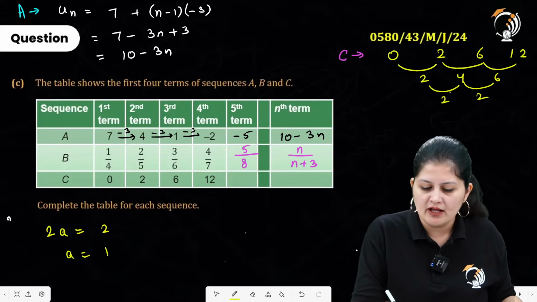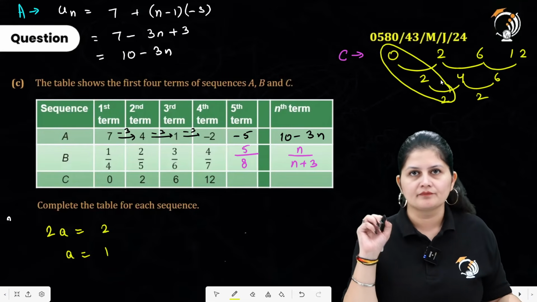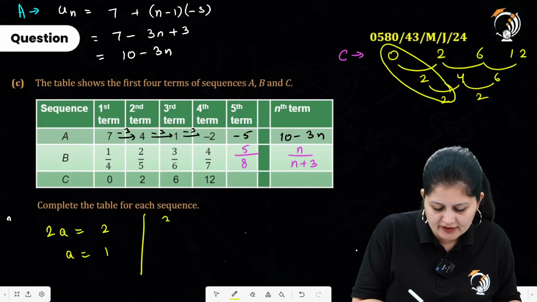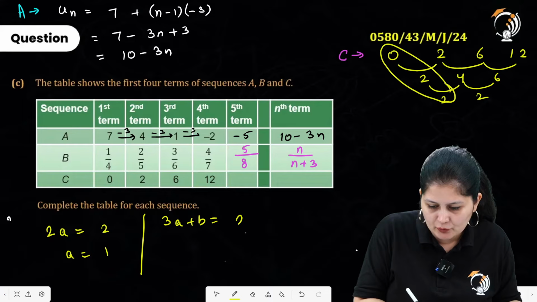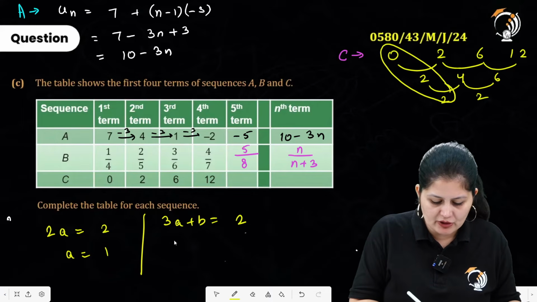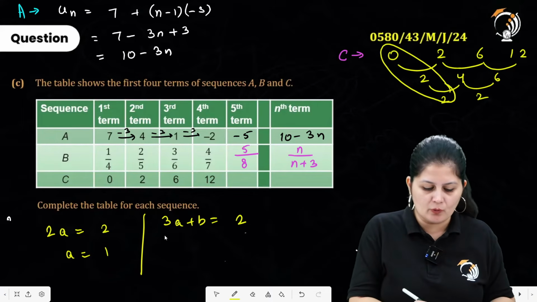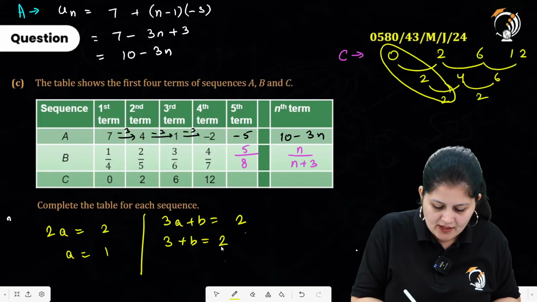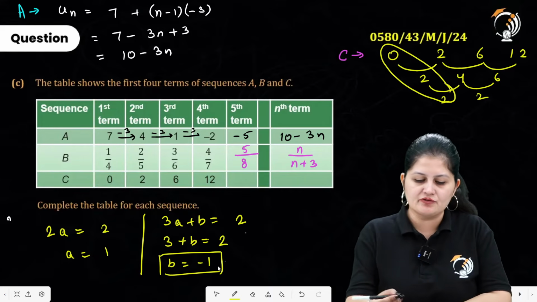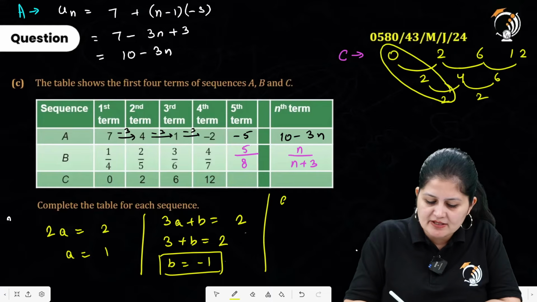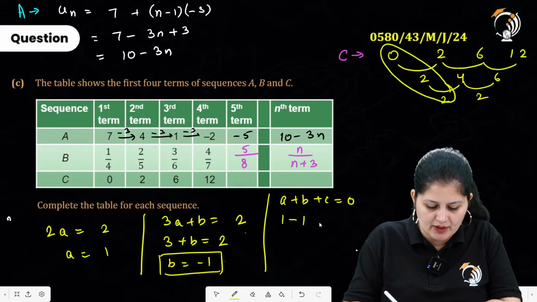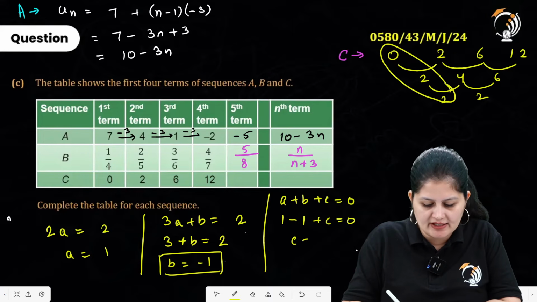Now, moving forward, this is the particular sequence that we are taking. Later, we know that we have learned that 3a plus b would be equal to 2. So, since we have got a is equal to 1, that is 3 plus b is equal to 2. So we are getting the value of b is equal to minus 1 here. Further, to get the value of c, we know that a plus b plus c would be equal to 0. So this is 1 minus 1 plus c is equal to 0. So we are getting c is equal to 0.